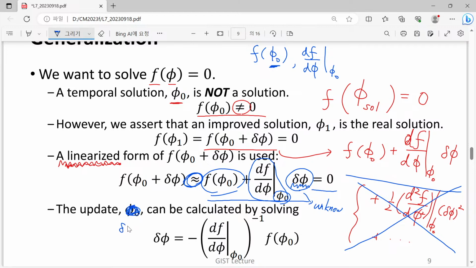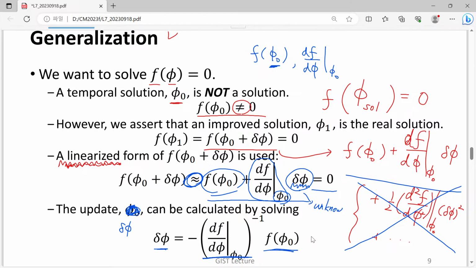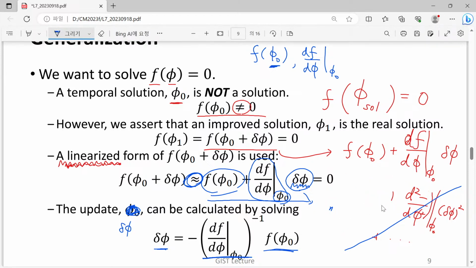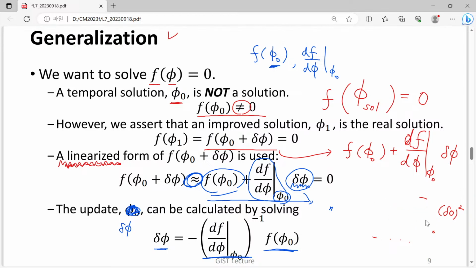This is a typo. The updated delta phi can be calculated by solving this equation. So once again, this is a function value and this is the first order derivative, and both of them are available. Now, since your question was so important, let me just come back. Then let's try to apply our specific example.